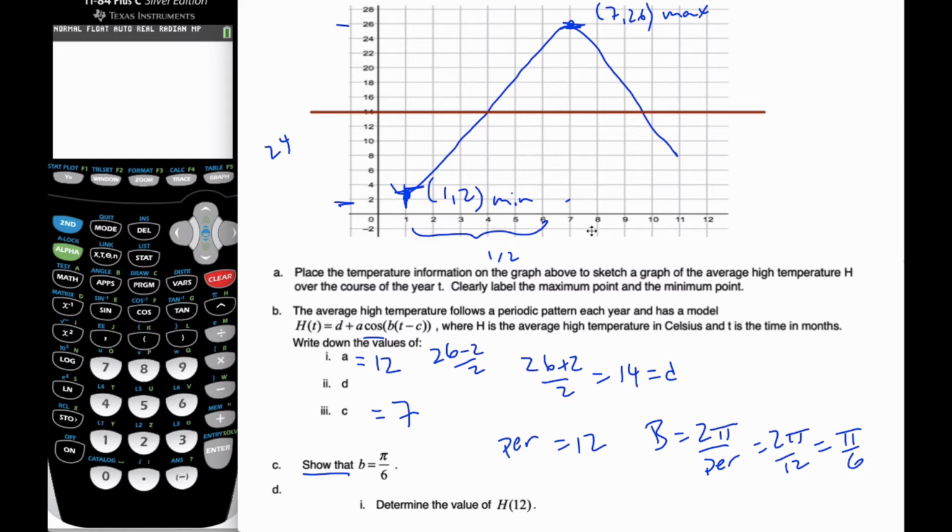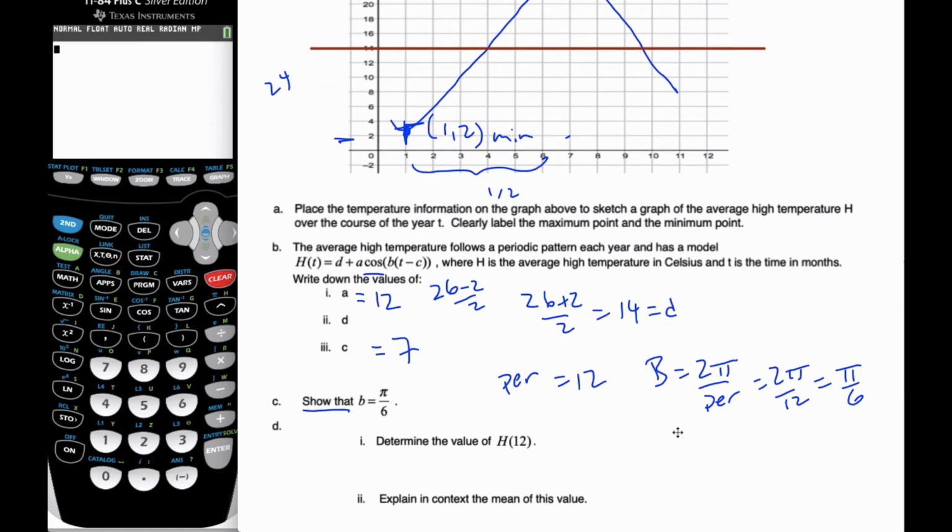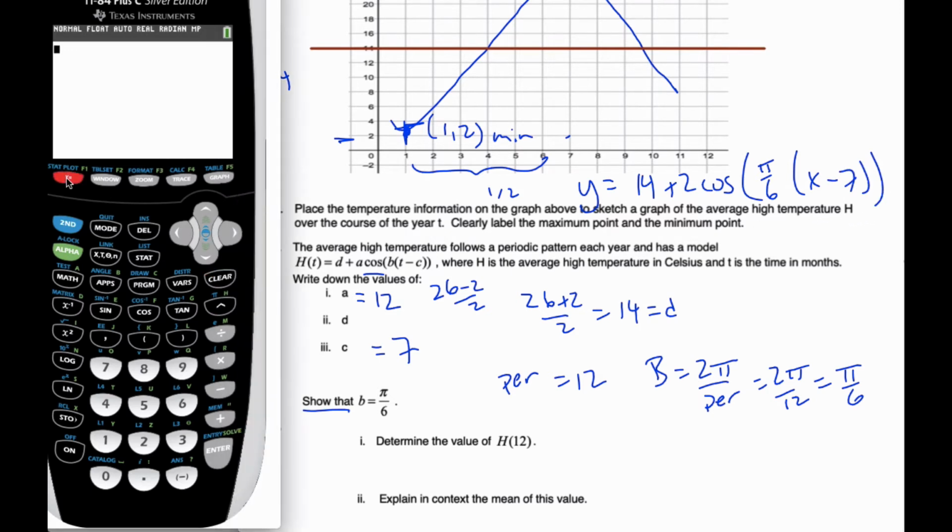So now we have our equation. What we can say is that y is equal to D, which is 14, plus 2 cosine pi by 6 times x minus 7. Okay, and I'm going to check in my calculator to make sure this is correct. And so if I go here, I'm going to go 14 plus 2 cosine. I'll put a fraction in. And we'll put in pi over 6. Make another parenthesis to go x minus 7.